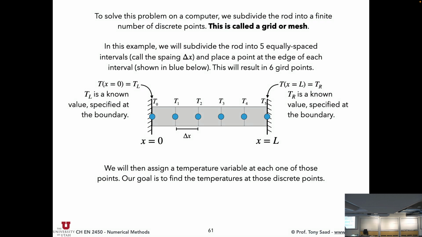Starting with the left point, I will call that T0, and then the next points T1, T2, T3, T4, T5. So we have 6 points, from 0 to 5. Now, the temperatures on the edges of that material are fixed, so they're known. I know that T0 equals some value, we'll call it TL for T left, and the value at the right side of the rod is T right, which coincides with T5. So we know T0 and T5, and our purpose is to find T1, T2, T3, and T4 using the governing equation. Good with me so far?